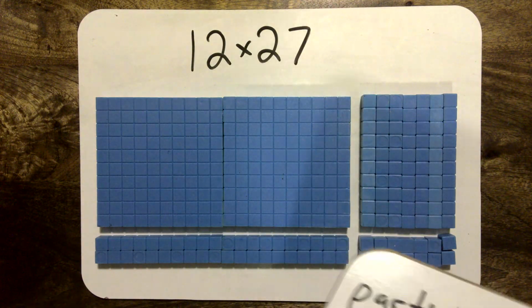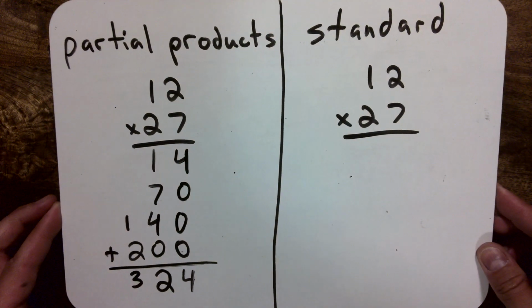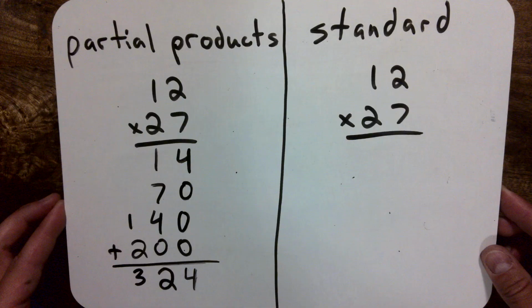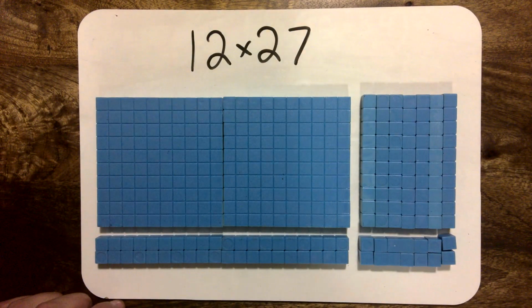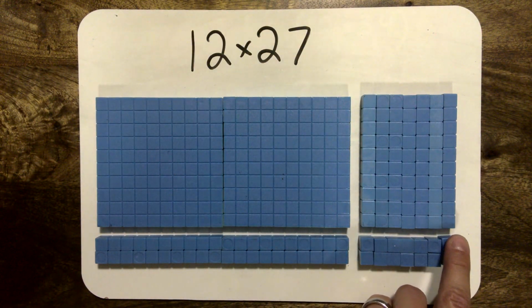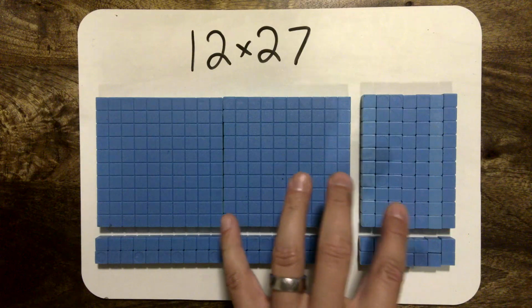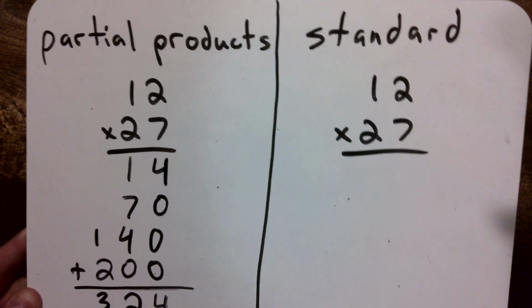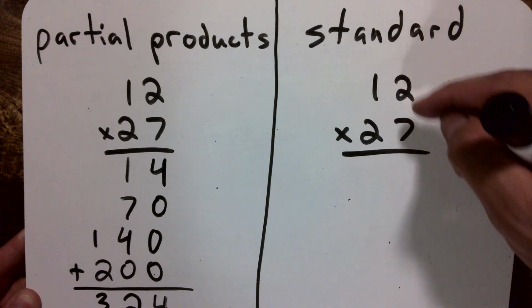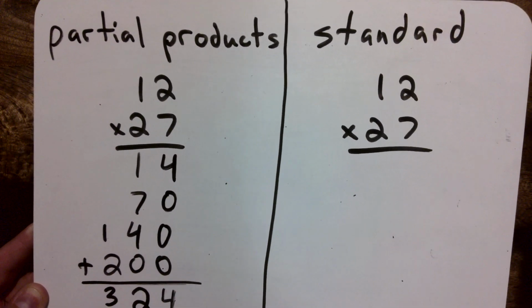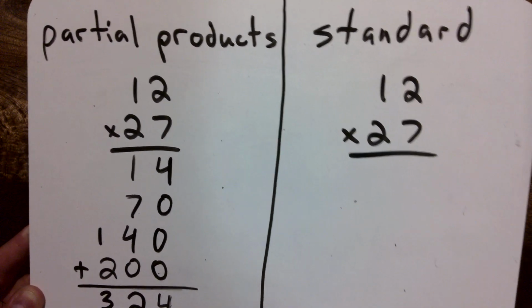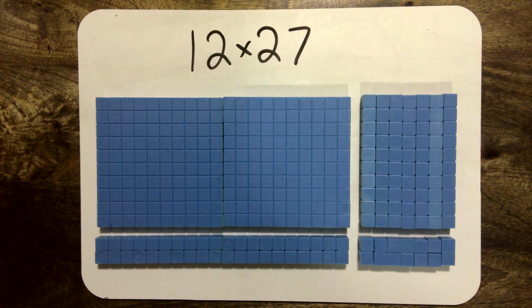To compare that to the standard algorithm, essentially the only thing that changes is that rather than thinking of this in terms of these 4 distinct domains, in the standard algorithm we do 7 times 2 and 7 times 10 all in one step. So we're really looking at 7 groups of 12 or 12 groups of 7. Okay.